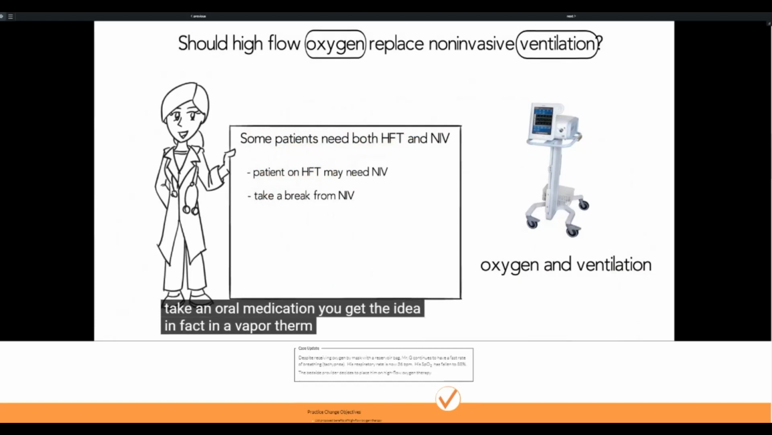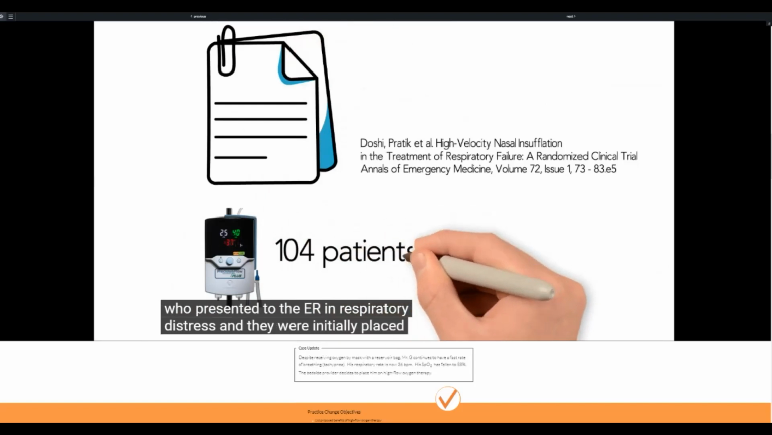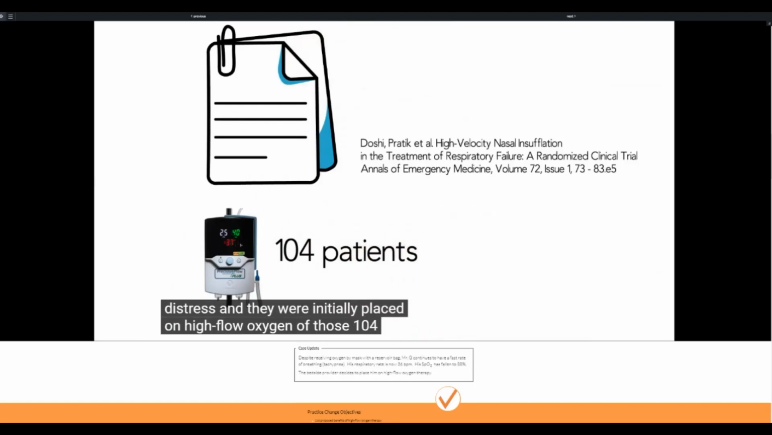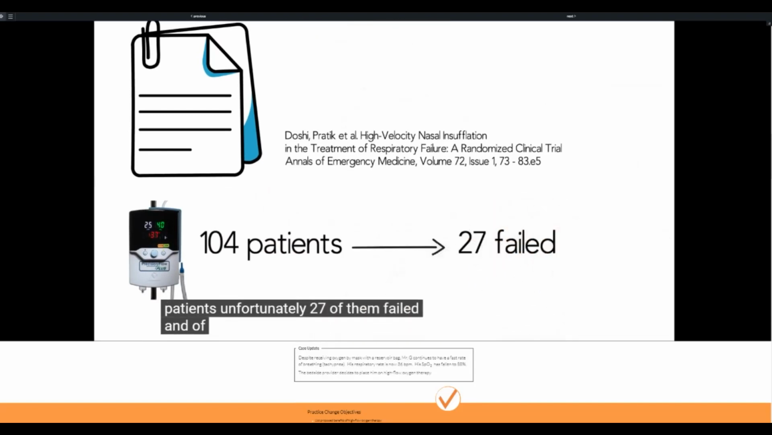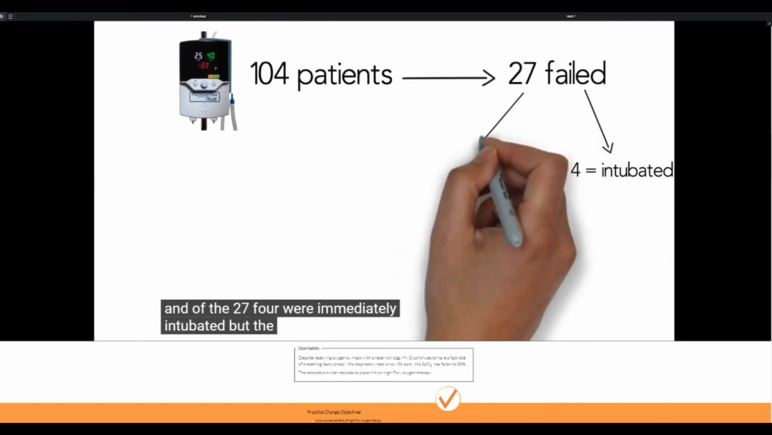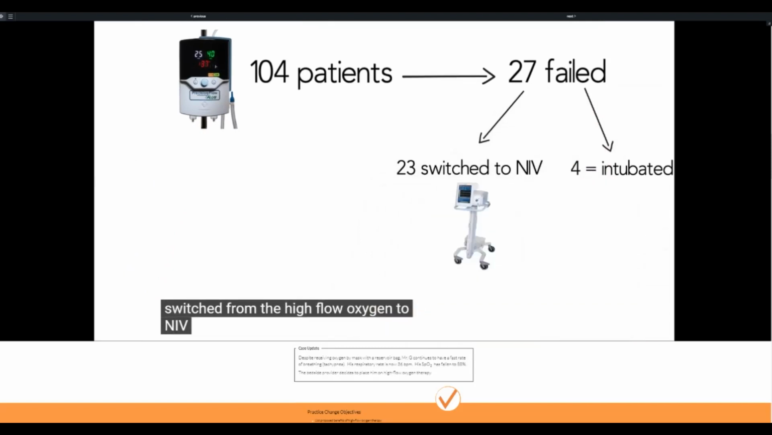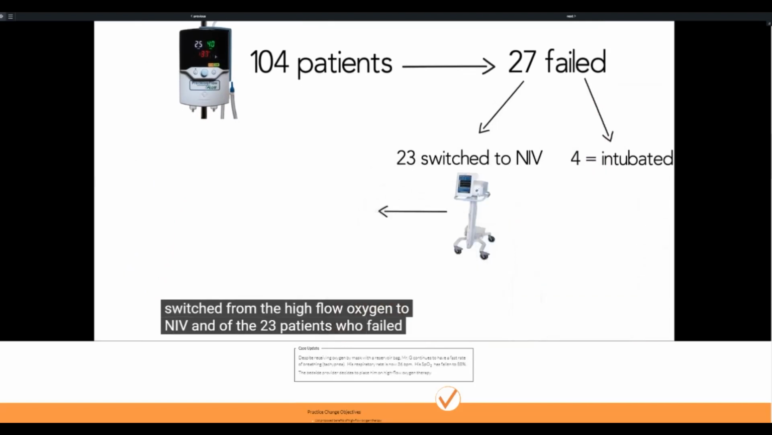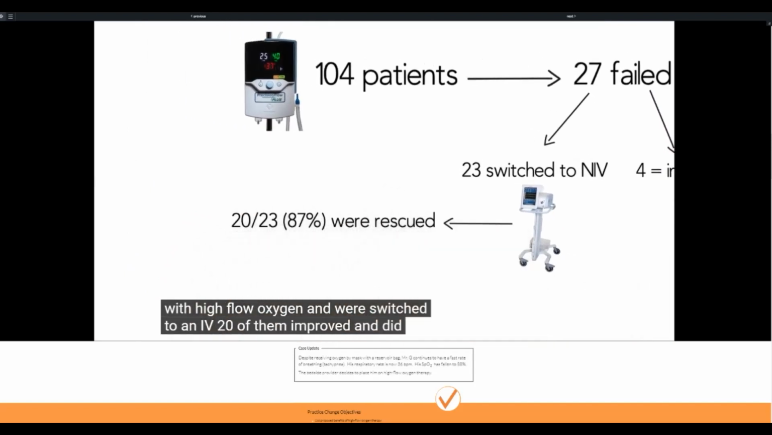In fact, in a Vapotherm-sponsored study, there were 104 patients who presented to the ER in respiratory distress, and they were initially placed on high-flow oxygen. Of those 104 patients, unfortunately, 27 of them failed. And of the 27, 4 were immediately intubated. But the other 23 patients were switched from the high-flow oxygen to NIV. And of the 23 patients who failed with high flow oxygen and were switched to NIV, 20 of them improved and did not need further escalation to intubation.